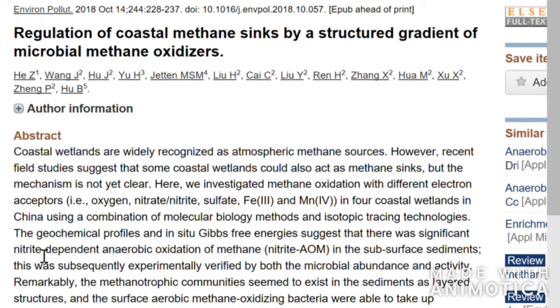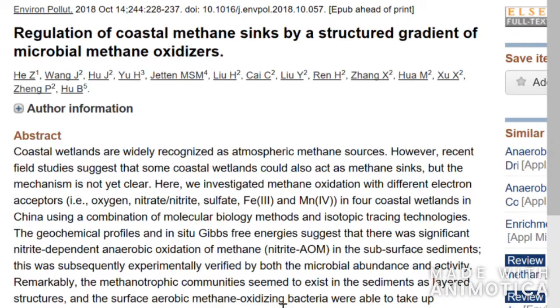I don't expect you to know what nitrite is, just understand that it was nitrite dependent, and it was this style of oxidation of methane in subsurface sediments, so below the surface sediments. So there was no oxygen down there. This was subsequently experimentally verified, so they just verified the stuff. Remarkably, the methanotrophic community seemed to exist in the sediments as layered structures, and the surface aerobic methane oxidizing bacteria were able to take up atmospheric methane at a rate of this.